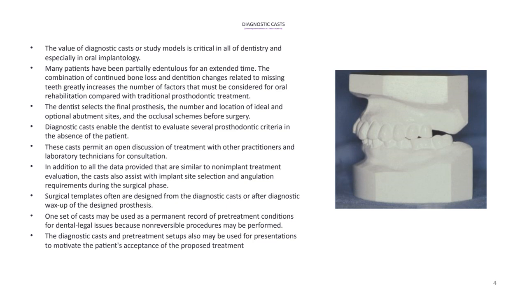The cast also assists in implant site selection and angulation requirements during the surgical phase. So looking at the site where the missing teeth are, now the surgeon can see if the bone shrank too much, if the bone is a little bit thicker on the lingual side or more mesial or distal. Surgical templates or surgical guides are often designed from the diagnostic cast and after diagnostic wax-up of the designed prosthesis.